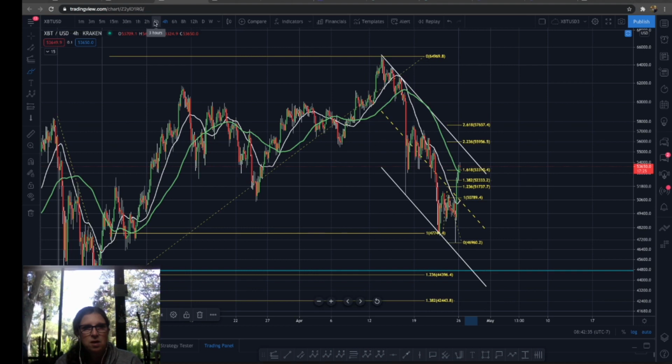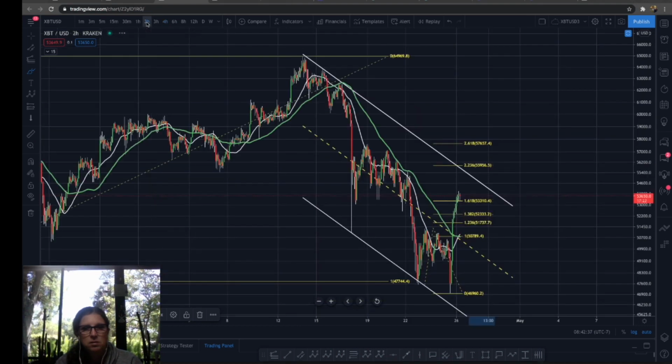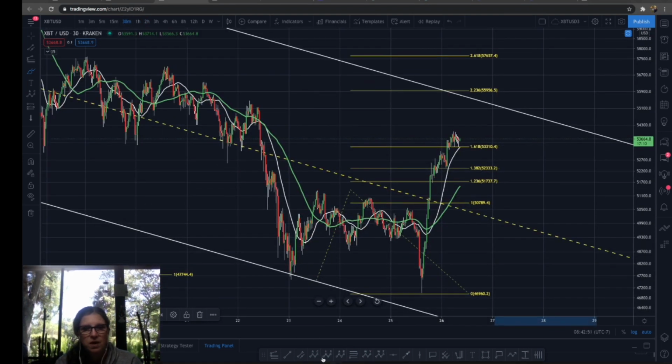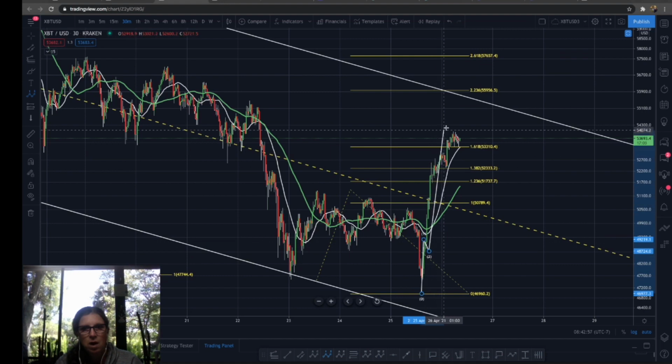So if it is not a flat, then we ended the correction here, and this is the start of our 5-wave leg to the upside. Let me go down lower so we can see it here. So basically, this would be 1, 2. I'm thinking all of this is 3. We're creating a 4. And we're probably going to get a hit to the high for a 5th.